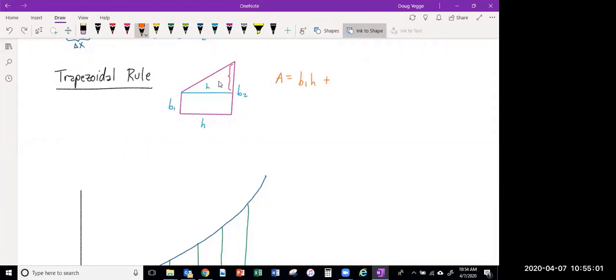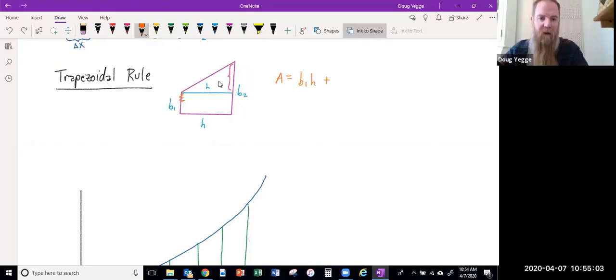It's B2 minus this distance right here, right? So it's B2 minus B1. So that's going to have a formula of 1/2 times B2 minus B1 times H.